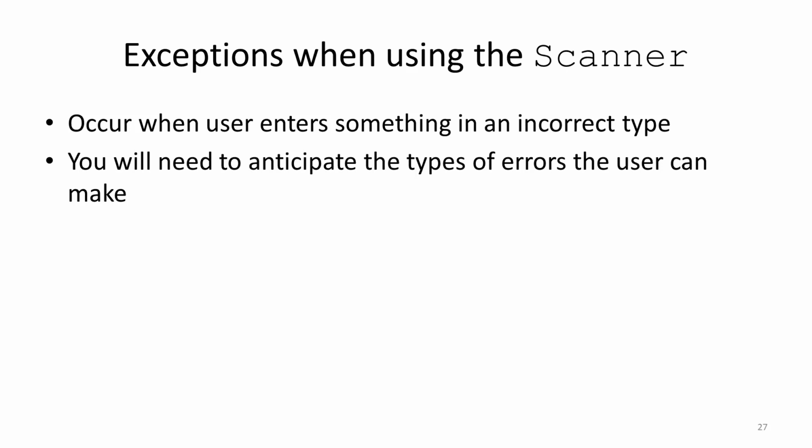Recall that when you use the scanner and tell it to go get input, you have to specify the type. You tell the scanner to go get input as an integer, you use the nextInt method. When you tell the scanner to go get input as a double or as a string, you will use a specific method to get input as that data type. But if that data does not fit in the specified type, you will get some kind of exception. When you're using the scanner, you will need to anticipate the types of errors the user can make. So let's see an example.